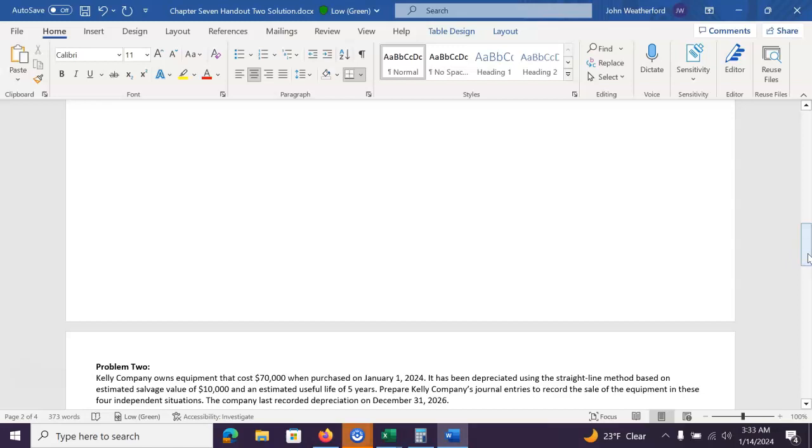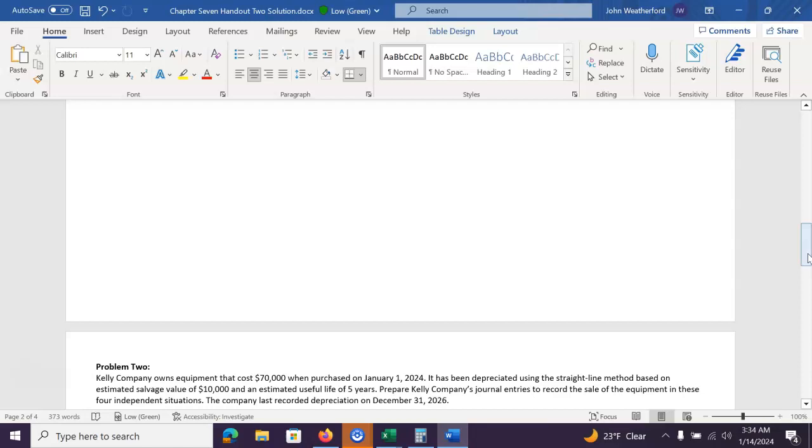Problem 2, we got Kelly Company owns equipment that cost $70,000 when purchased January 1, 2024. It has been depreciated using the straight line method based on an estimated salvage value of $10,000 and an estimated useful life of 5 years. Prepare Kelly Company's journal entries to record the sale of the equipment in these 4 independent situations. The company last recorded depreciation on December 31, 2026.